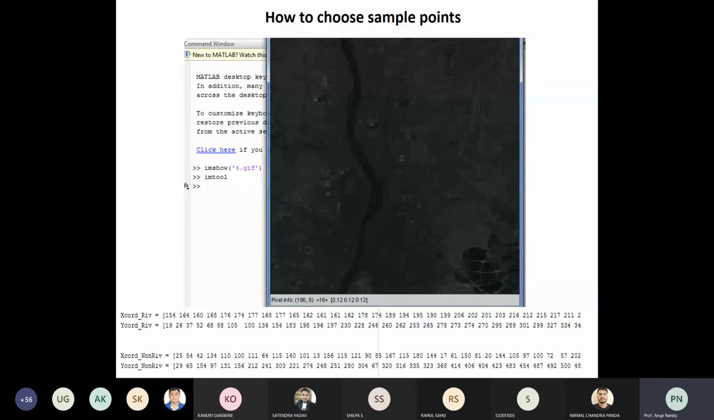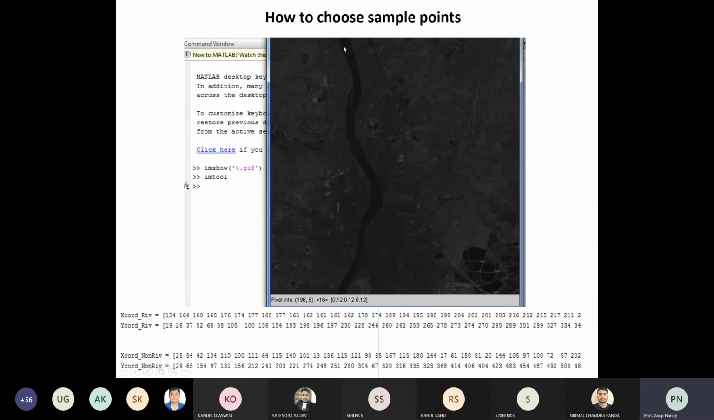How do you do it? In MATLAB there is a function called imtool. You take this imtool and place your cursor in the river position. As you can see with your naked eye, this is your river area. Here you need to acquire the 50 sample points. Now I am placing the cursor here.